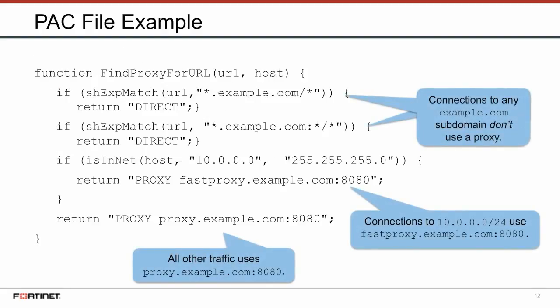What does a PAC file contain? A PAC file is a JavaScript. It determines whether the request will use a proxy and what the addresses for the proxies are. In this example, the PAC file allows any connection to example.com to bypass the proxies. Connections to servers in the 10.0.0.0/24 subnet use the proxy named fastproxy.example.com. All other requests are made through the proxy named proxy.example.com.